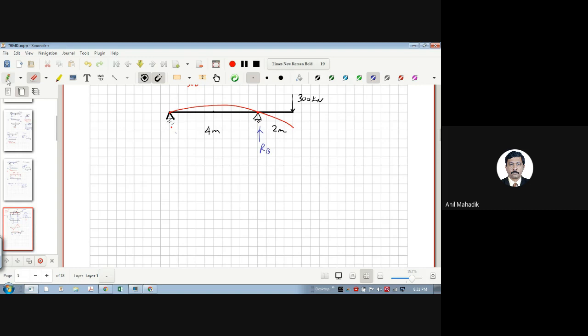I'm just going directly. So this reaction will be downward actually, RB, sorry, RA, and this will be upward. You can see through sign conventions, and this value will be minus 150. I have this problem directly with me, and then this will be 450. And what will be the bending moment diagram? It's homework for you. Okay.